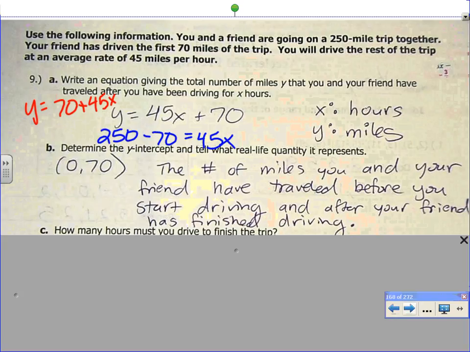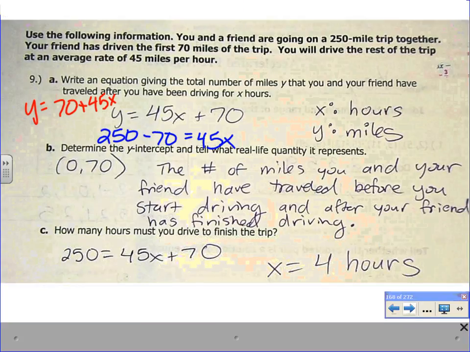And then the last part, how many hours must you drive to finish the trip? 4 hours? Yes, 4 hours. So you plug in 250 for y, 250 equals 45x plus 70, x equals 4 hours.